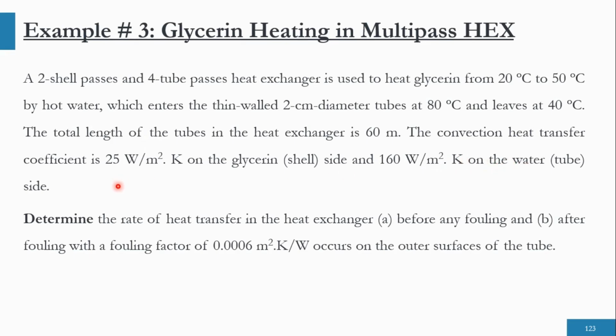Now we have to determine two things over here. Determine the rate of heat transfer in the heat exchanger. Number one, without any fouling. That first case is to find out the value of Q, but we do not have to consider any fouling over here. And then we have to consider the fouling factor of 0.0006 square meter Kelvin per watt that occurs on the outer surface of the tube. So this is the problem statement and we will be solving the two cases. Case number one will be without fouling. Case number two will be with fouling.